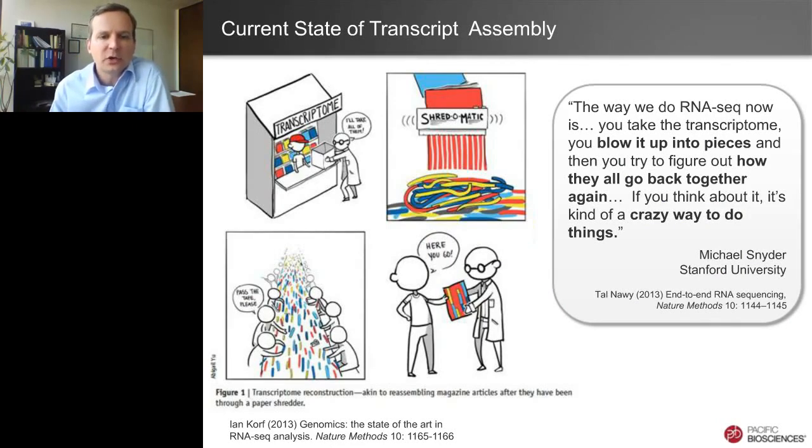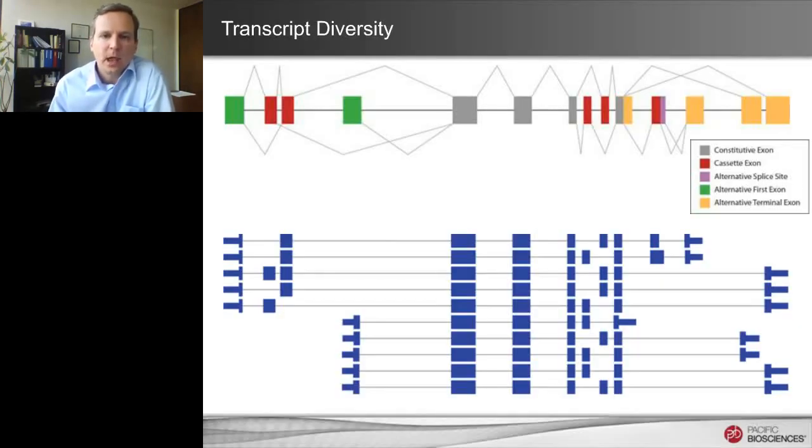On the left here is a commentary by Ian Korf comparing the determination of the transcriptome to buying a magazine, putting it through a shredder, and having an army of bioinformaticians then spending a lot of time and effort trying to put that back together. Also, Mike Snyder on the right commented in Nature Methods that it's a really difficult way to do it, to take the transcriptome, shred it into pieces, and then try to put it all back together. And the underlying reason, of course, is that the transcriptome is extraordinarily diverse and complex.